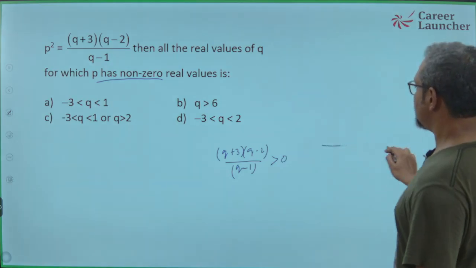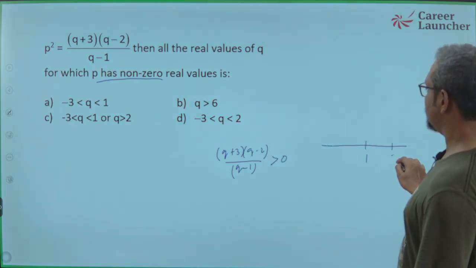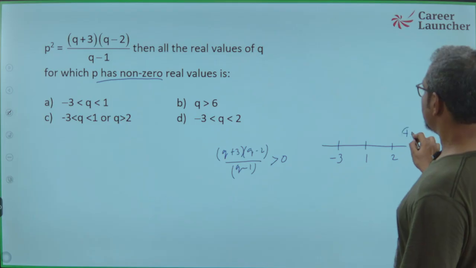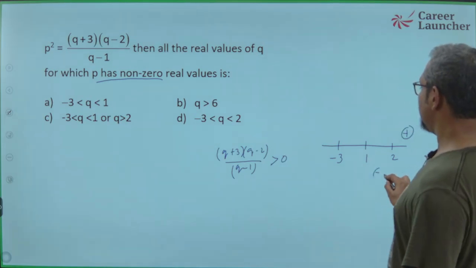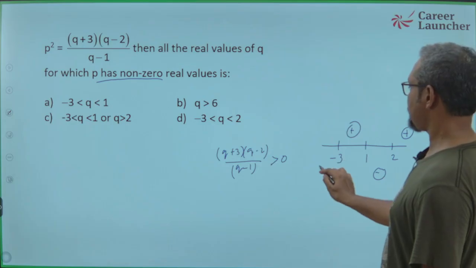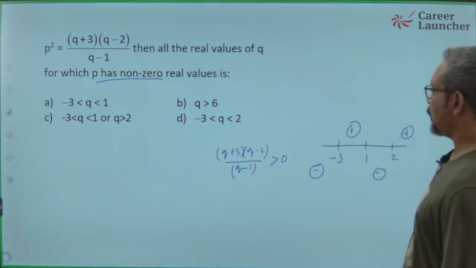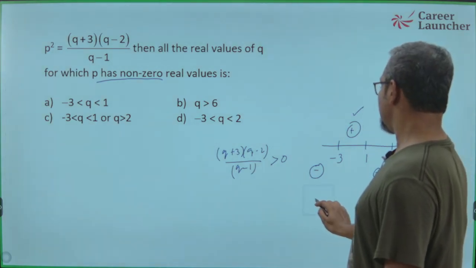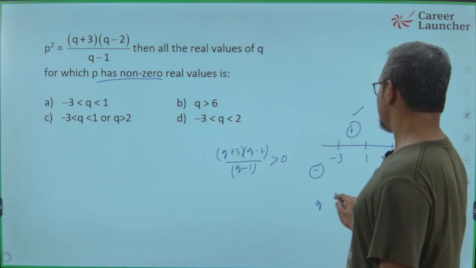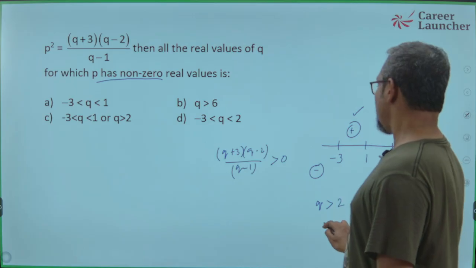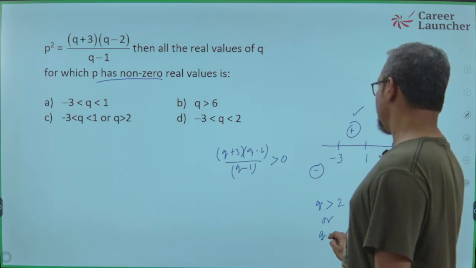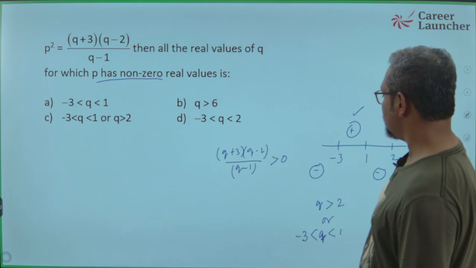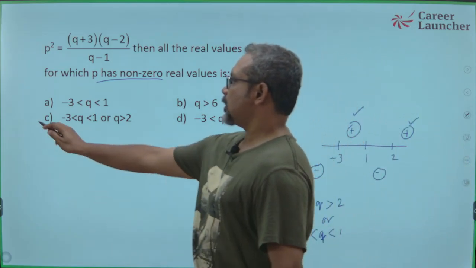We plot the roots: 1, 2 and negative 3. The signs, here it is positive, there are no even powers, so it will just keep alternating like this. We are looking for greater than 0, so we will pick these two. So the solution would be q greater than 2 or q between 1 and negative 3. So greater than 2 or between 1 and negative 3, the answer is the third option.